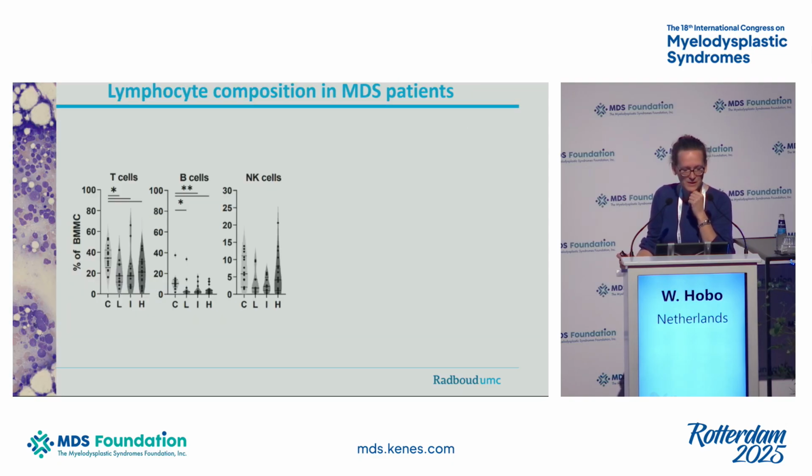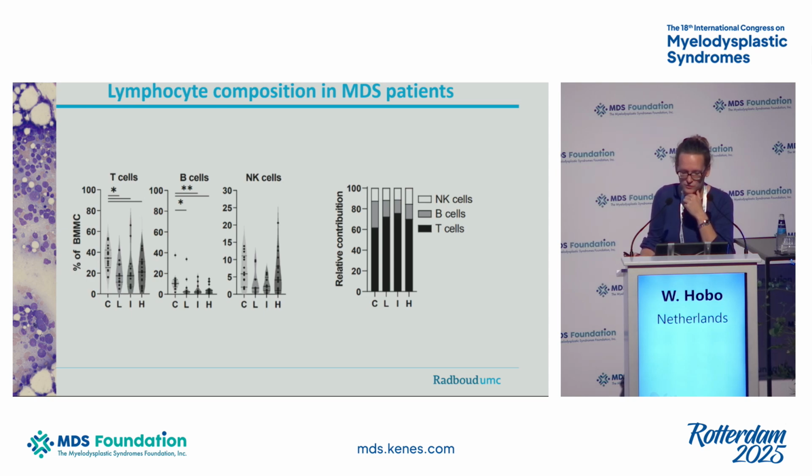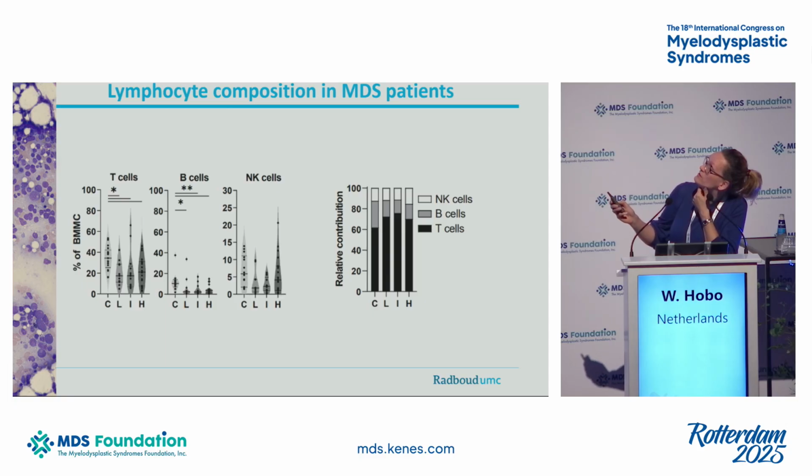So going to the data, we first looked at lymphocyte composition in MDS patients. So these data are from, well, the C stands for control, low risk, intermediate risk, and higher risk MDS patients. And we look at the frequencies of T cells, B cells, and NK cells within the bone marrow mononuclear cells. And with increasing MDS risk score, we saw a reduction in number of T cells and also B cells, while NK cells were still quite stable. And looking at the relative contribution, again, you see that there is a slight increase, although here it's not significant, in the abundance of the T cells.